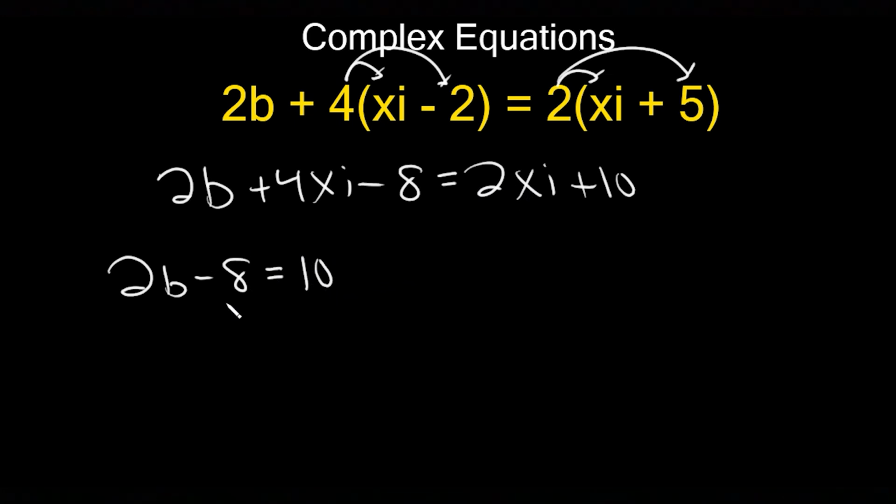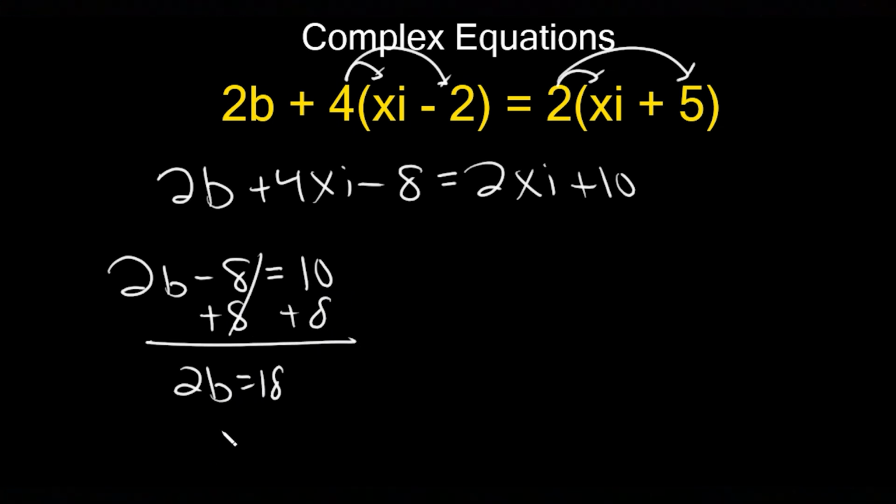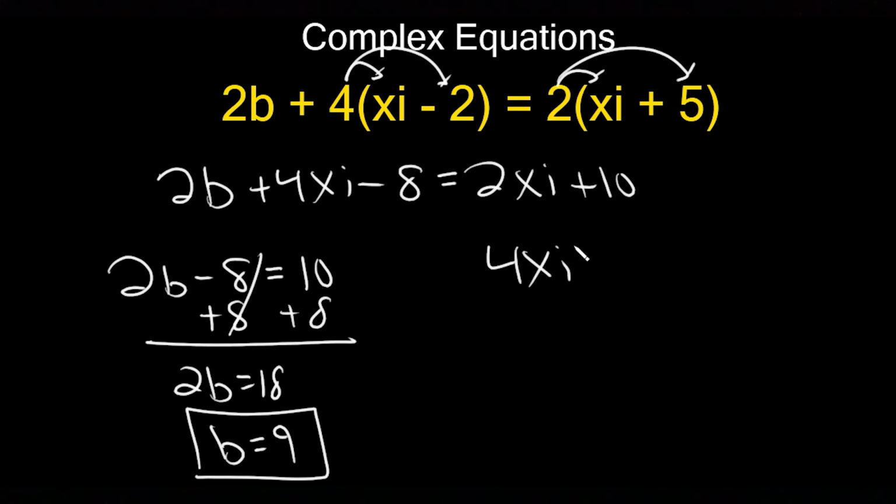All right. If we solve this one, I have to add 8 to both sides, right? I get 2b is equal to 18, or in other words, b will be equal to 9. All right. Then doing the imaginary equation, I'll get the following. I get 4xi, again working on the left-hand side, and then equal to 2xi, okay?